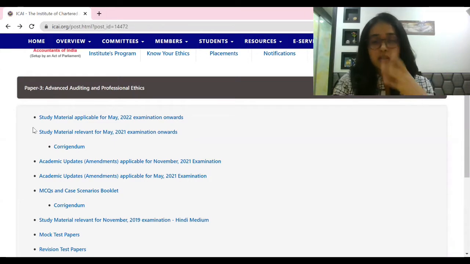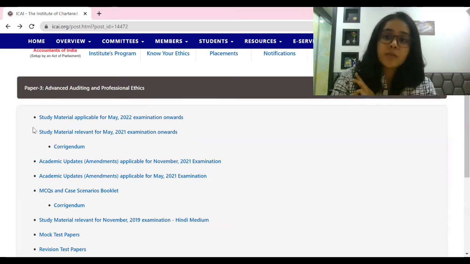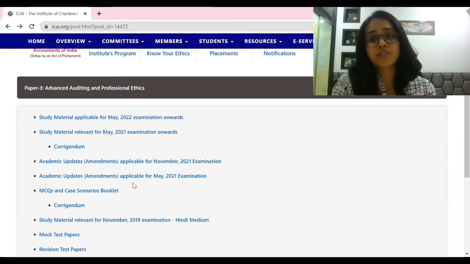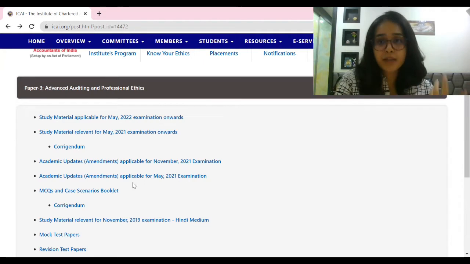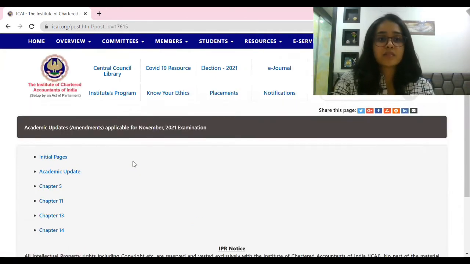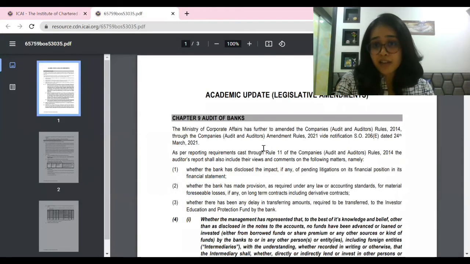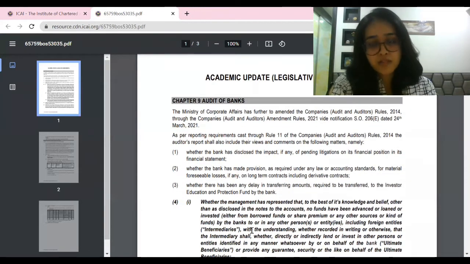Similar case scenario booklets are available for all the other 3 papers which have MCQs, that is law, direct tax, and indirect tax. They also have MCQs, so we have MCQ booklets for those too. Now, because this is law-based or auditing standards which are subject to amendments, there are certain academic updates also released by ICAI. So ICAI provides certain amendments which have been introduced during the period and are relevant for your attempt. They are usually in bold italics, so you can have a look at them.